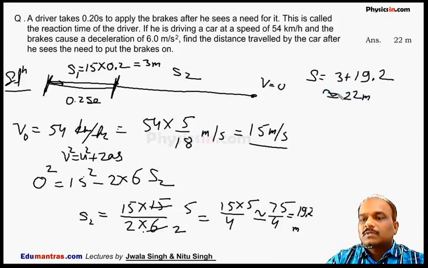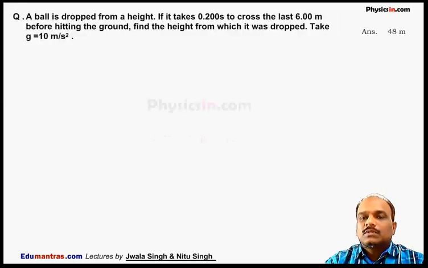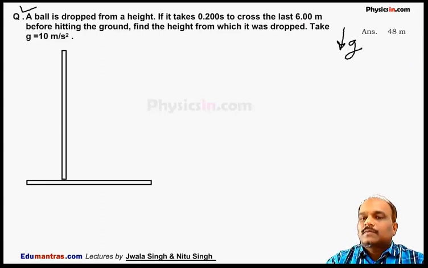It is an approximate answer. Now this is the first question of motion under constant acceleration. In this question, acceleration due to gravity is acting downward. A ball is dropped from a height. It takes 0.2 seconds to cross the last 6 meters. Suppose this is a tower, and from this tower a ball is dropped. Let the height of the tower be h.